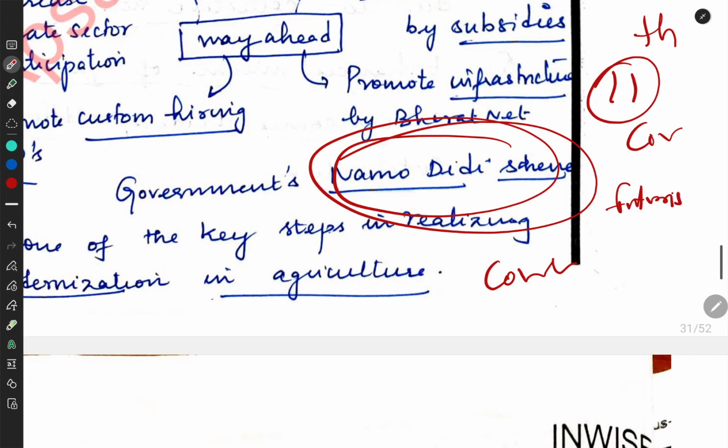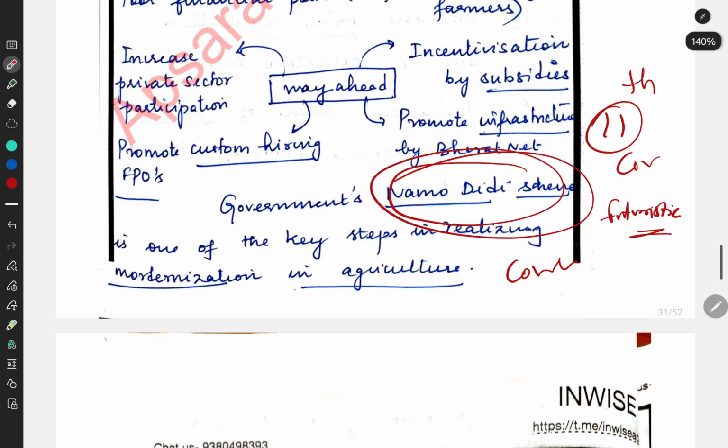It should be futuristic, right? Look here. She linked the conclusion with the Namo Didi scheme. This is current affairs. She is including that scheme in the conclusion, and modernization is a keyword, right? She is underlining it also. So the point here is you need to include a futuristic conclusion in your answer.